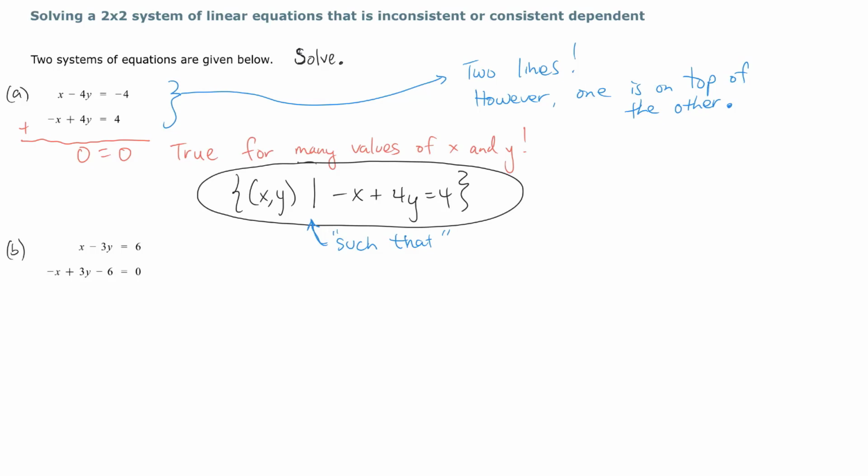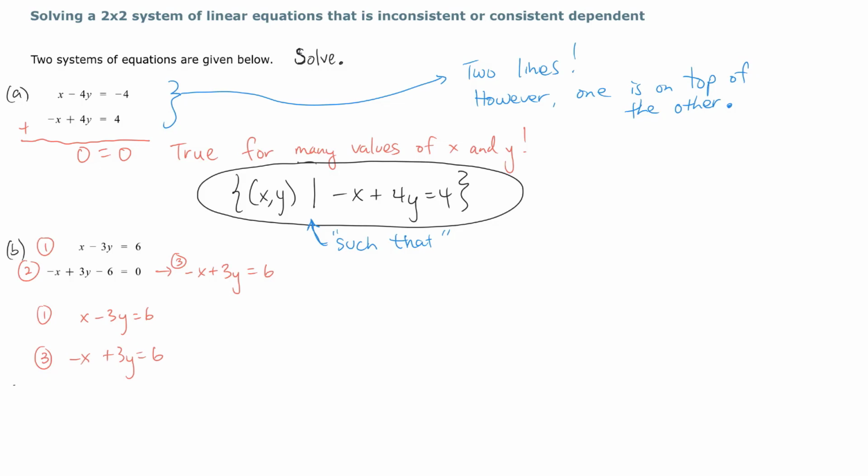Let's solve the second system and see what happens. The second system here, let's rename this. Let's call this equation 1, call this equation 2. I'm going to rewrite equation 2 to be negative x plus 3y is equal to 6, and let's call that equation 3. Now I'm going to list equation 1, and I'm going to write equation 3, which is negative x plus 3y is equal to 6.